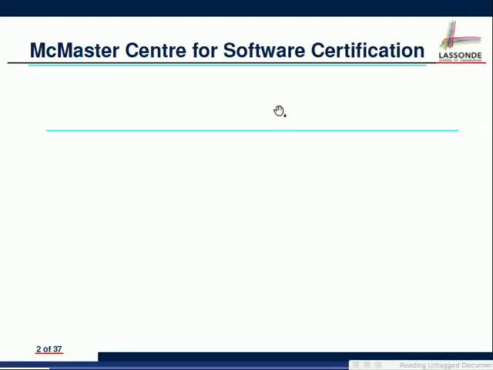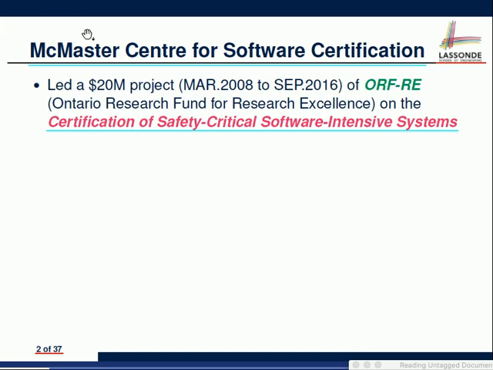So I worked for McMaster University, more like a joint supervision, and Jonathan was one of my PhD supervisors. That's about the McMaster Centre for Software Certification. There was a project they did between 2008 and 2016, supported by the Ontario government. Basically, that was about certification of safety critical software intensive systems. They had many domains for the projects. My part is about the nuclear domain.